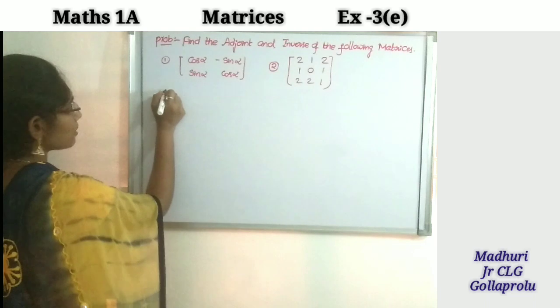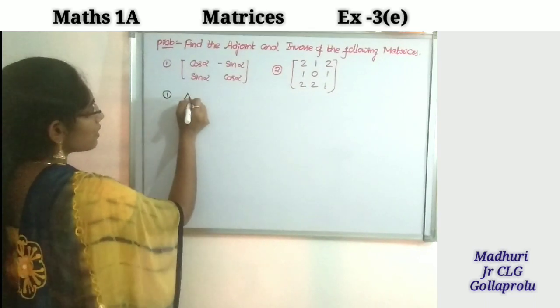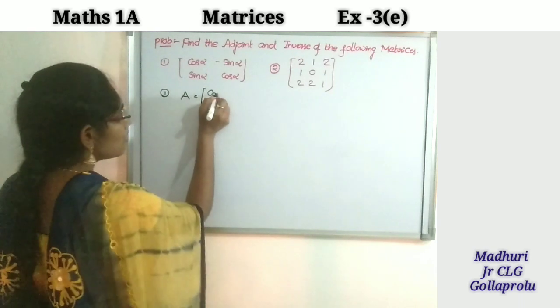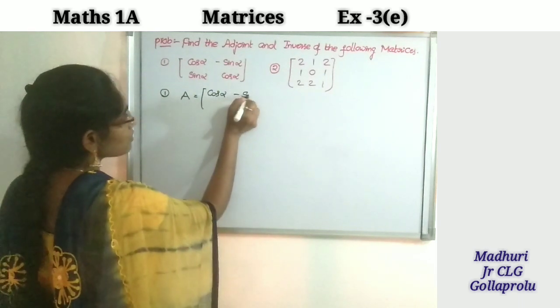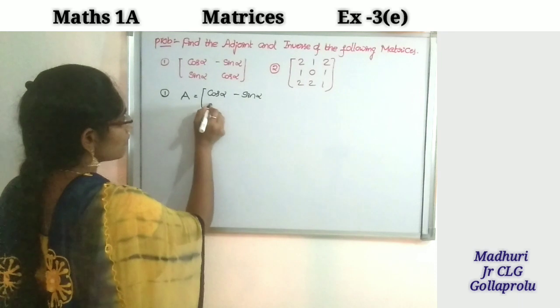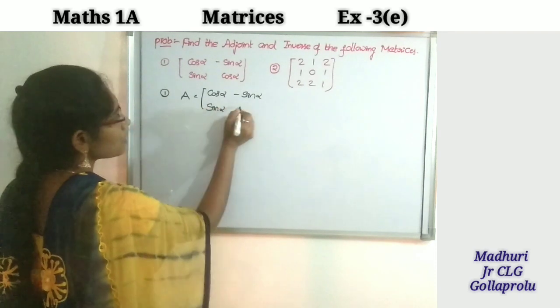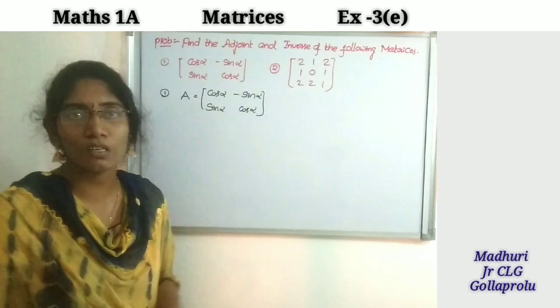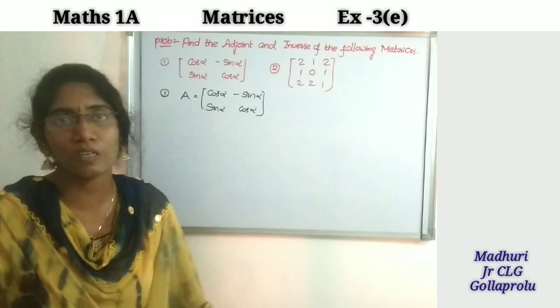The first question, what is the answer? First I take the given matrix as A. That is, A is equal to [cos alpha, minus sin alpha; sin alpha, cos alpha]. Since this is a 2 by 2 matrix, we have the direct formulas for finding the adjoint and inverse of the given matrix.